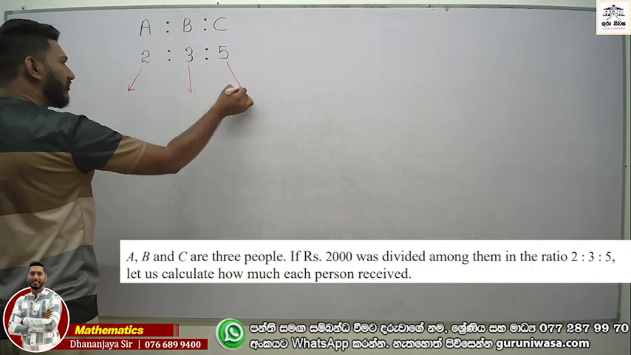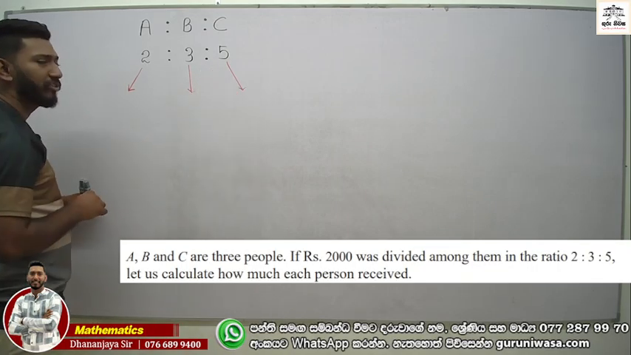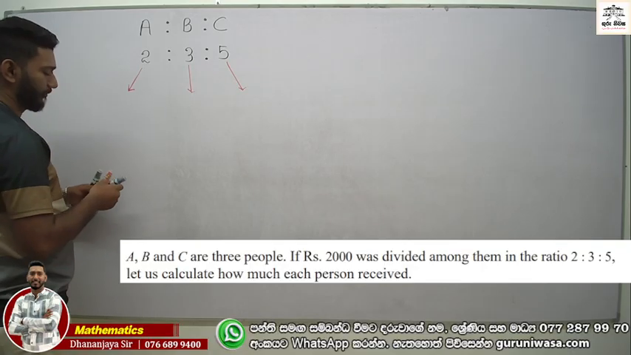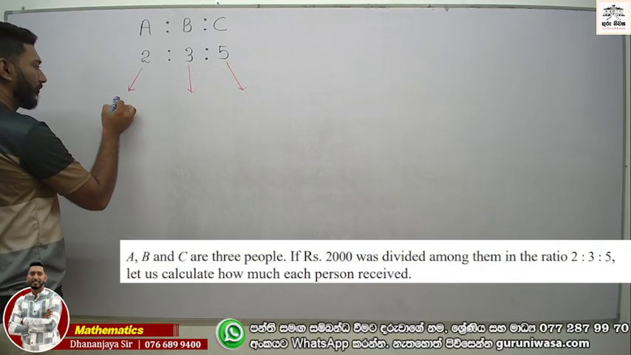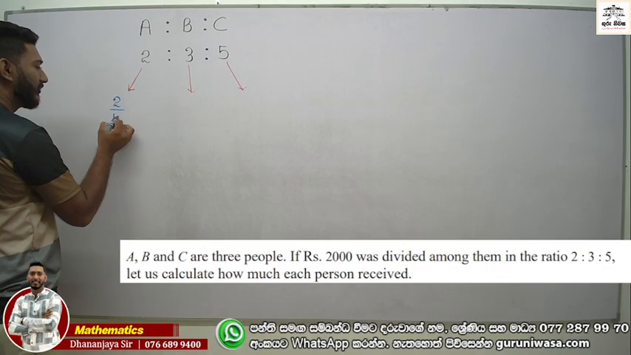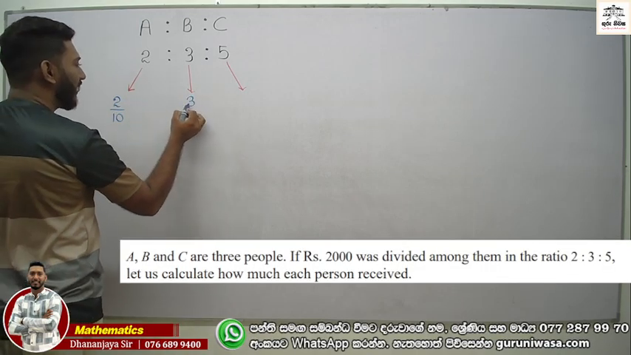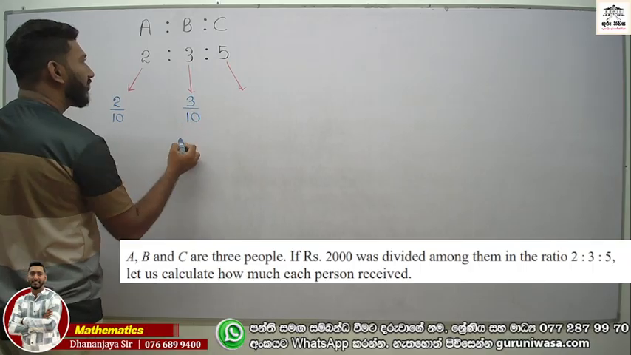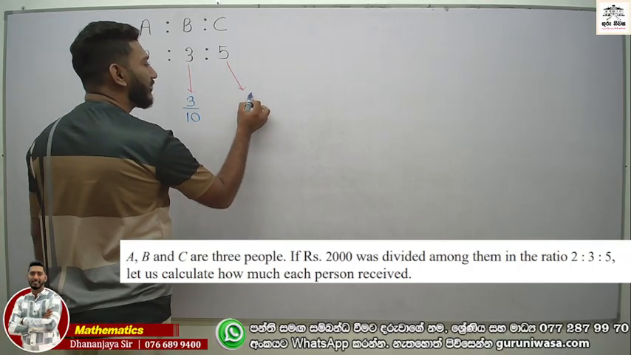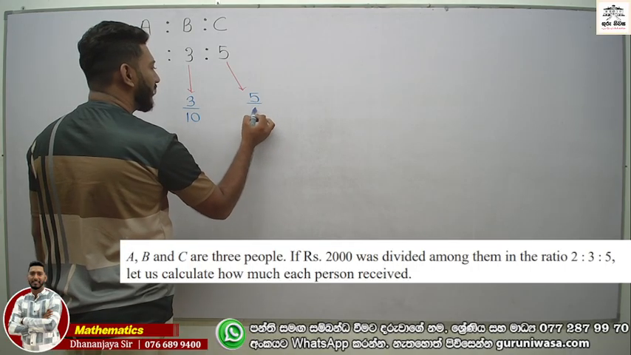And what is the fraction relevant to the money received by B? 3 over 10. Well done. 3 over 10. And what is the fraction relevant to C? 5 over 10. Now listen.